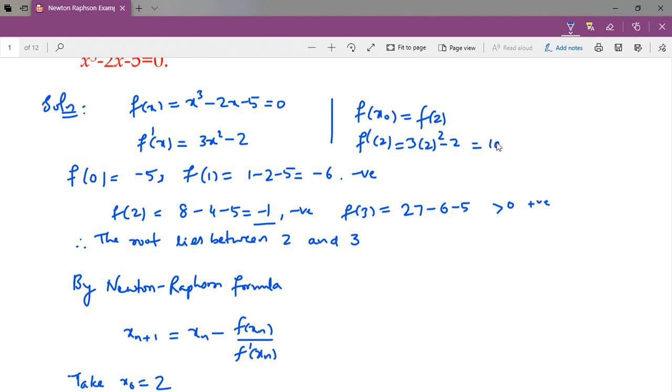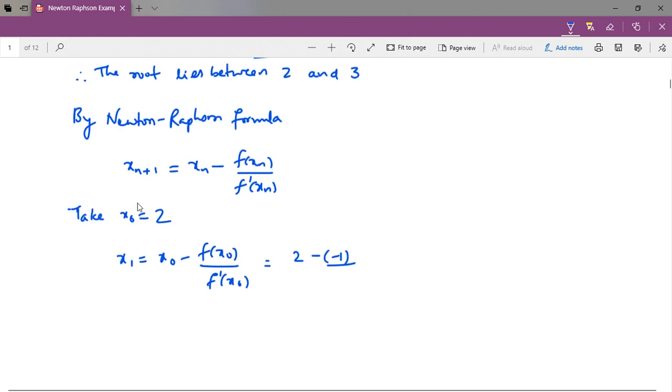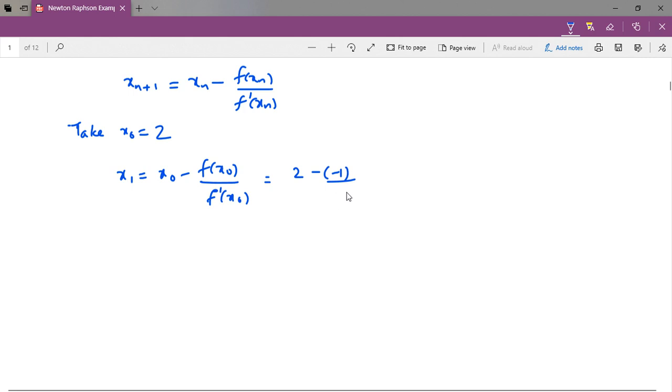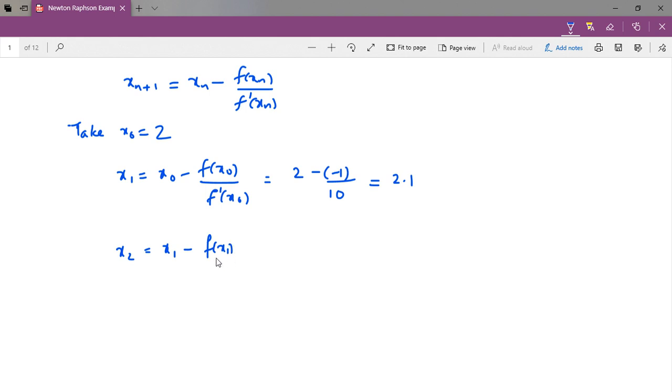Now, putting n equal to 0 in this Newton-Raphson formula, you have to write the formula always because it carries 1 mark. Take x naught is equal to 2 and f dash of x naught is 10, which we have calculated. So this gives 2.1. Now go for x2. This x2 is x1 minus f of x1 divided by f dash of x1.